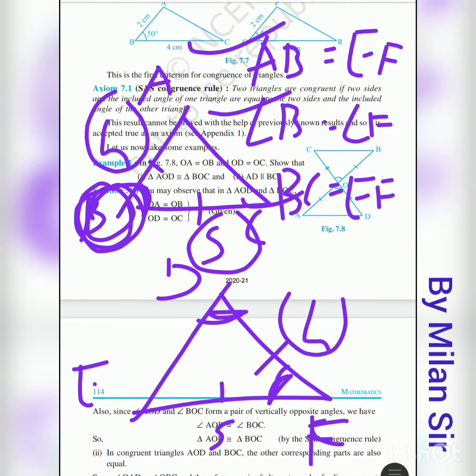Okay, because in the criteria we want the included angle, so definitely angle B needs to be equal to angle F. It cannot be equal to the other angle, and it does not follow the side angle side criteria. Side angle side means, sequence wise, first a side, then an angle, then the other side. It is the included angle: one side, then the angle, then the second side.